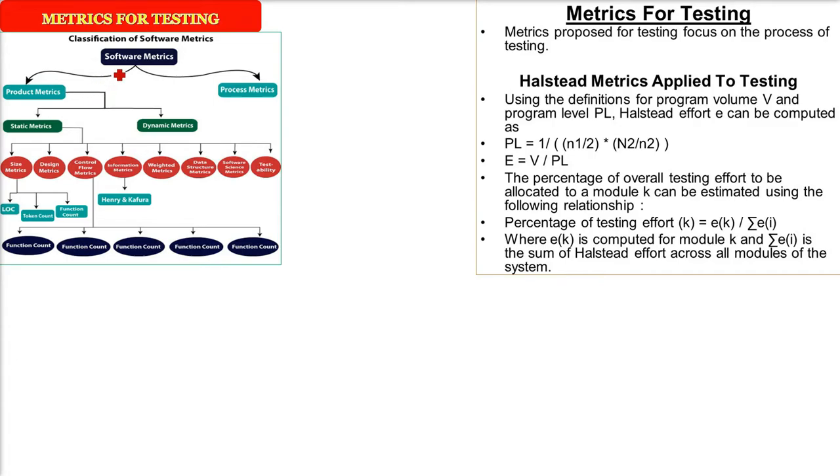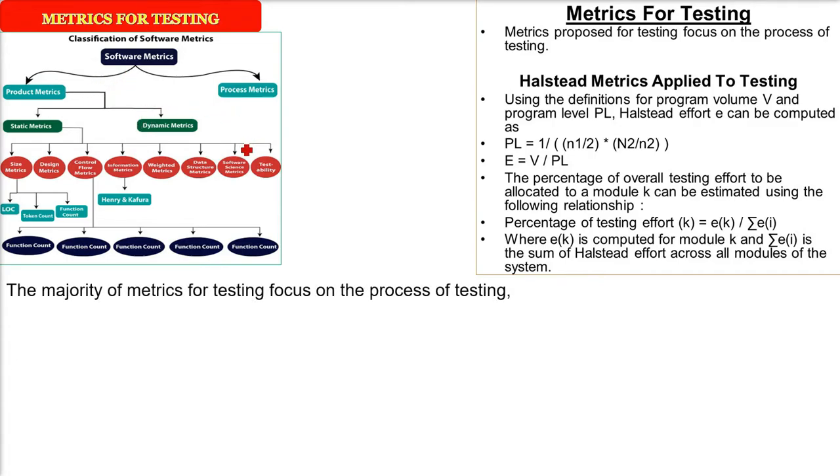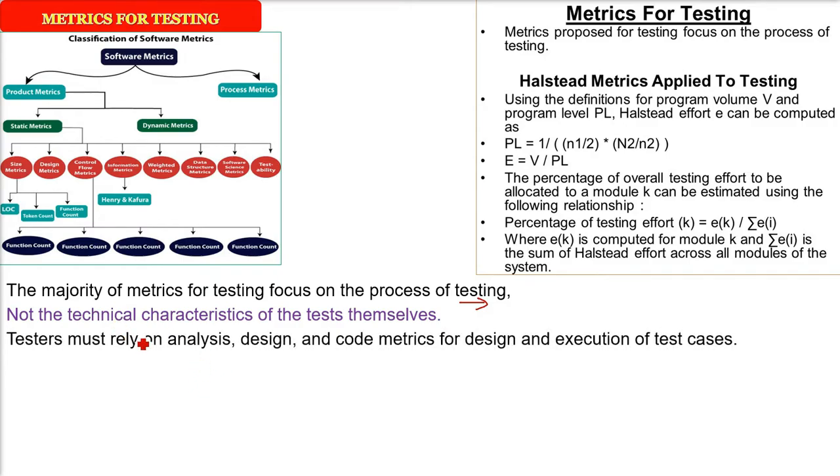Metrics for testing. The majority of the metrics which we have seen for testing focus on the process of testing, what processes are being adopted, but not on the actual technical characteristics of the tests themselves. So the tester has to do what? They have to rely on the analysis, design, and code metrics for design and execution of the test cases. So they have to rely upon all these.